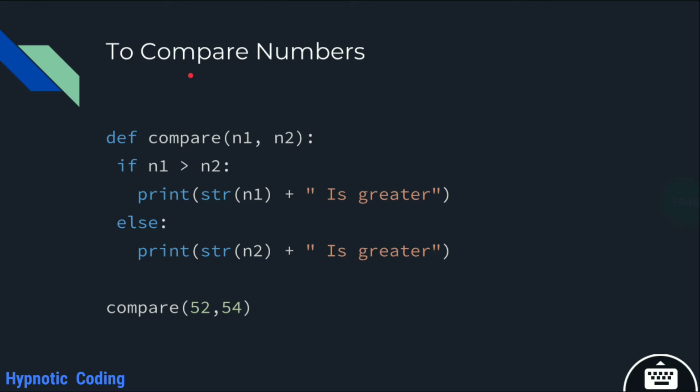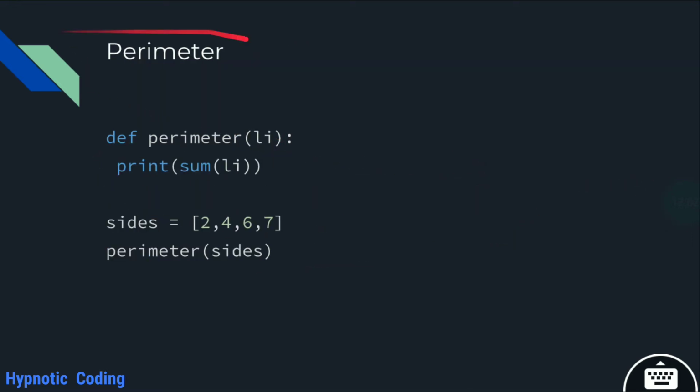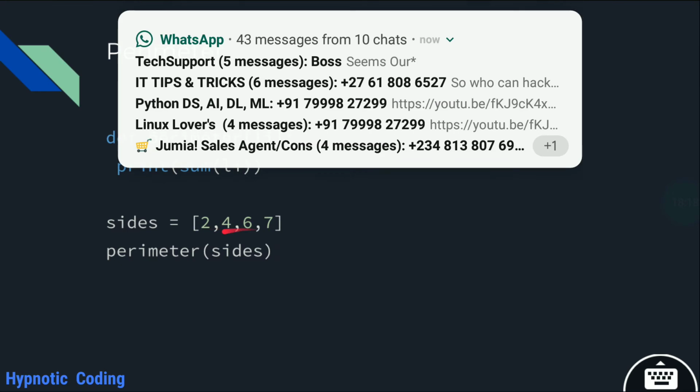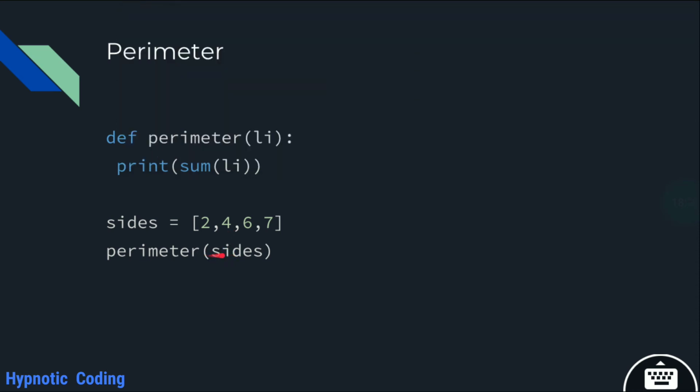So let's say you want to compare two numbers such as 5 and 6 and you want to know which is greater. You can just see that 6 is greater. So this is the function for that. And the perimeter of the list, so this is all the sides of the shape. Let's say there is an irregular quadrilateral and it has 4 sides. So here are 2, 4, 6 and 7. I will write the sides and print the perimeter of the sides, and it will sum all the 2 plus 4 plus 6 plus 7 and give the result.